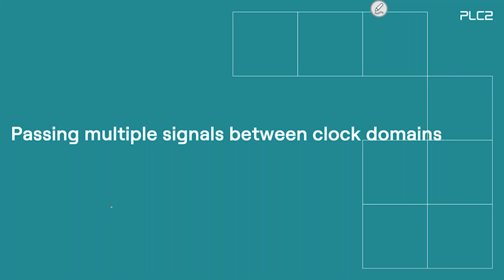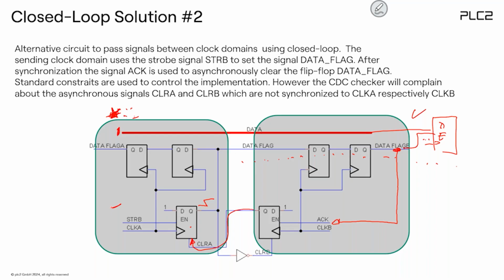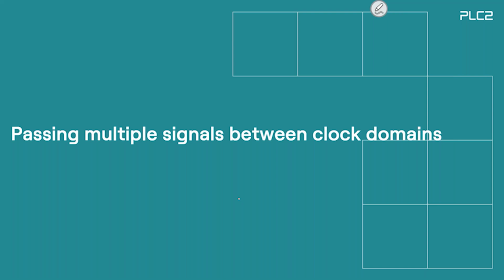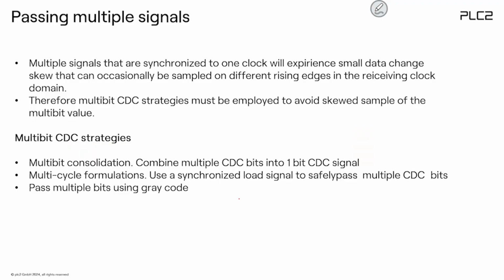Now, passing multiple signals. So just go back here. What we discussed so far is always passing just one signal, not two, not three, just a single bit. That's easy. Single bit is easy, that's the whole solution. But what happens if we need to pass multiple signals? So we need to have some strategies. They are not very difficult, but you need to think about them.